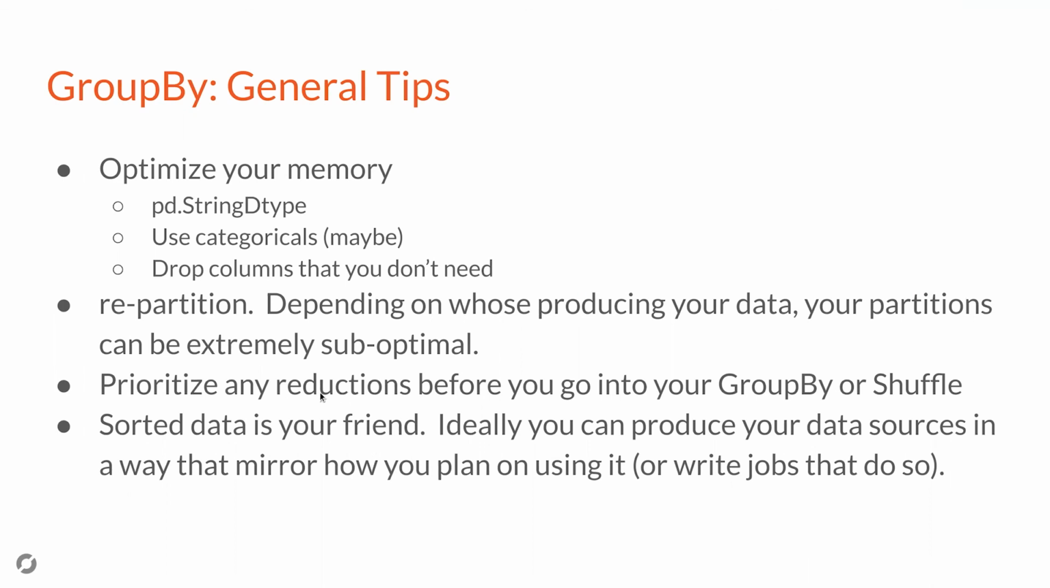Finally, prioritize any reductions before you go into your group by or shuffle. This is similar to dropping columns. If you can reduce data, do any filtering beforehand. And finally, I'll say this again, sorted data is your friend. Ideally, your data sources are already sorted in a way that maps with how you use it. If you're working with time series data, maybe you can get your data sorted by time. If you're working with stock tickers, maybe you can get your data sorted by stock ticker. That's the ideal case.